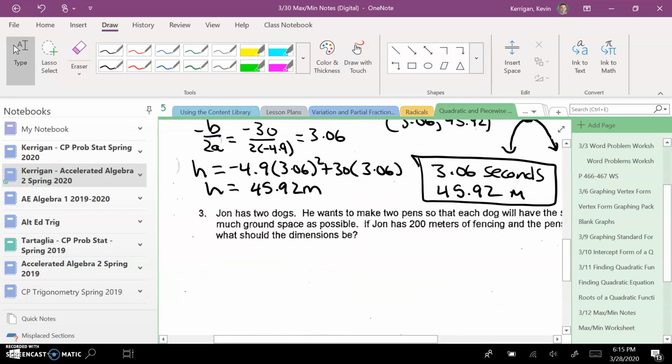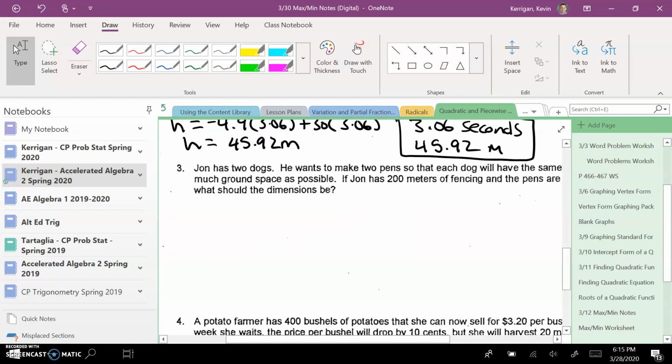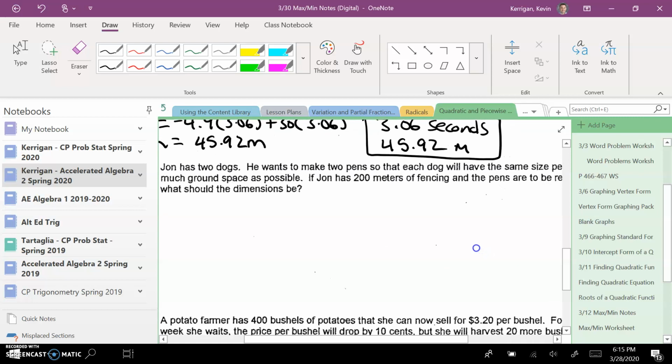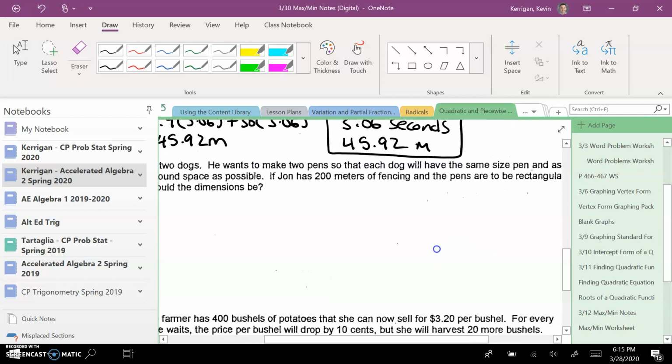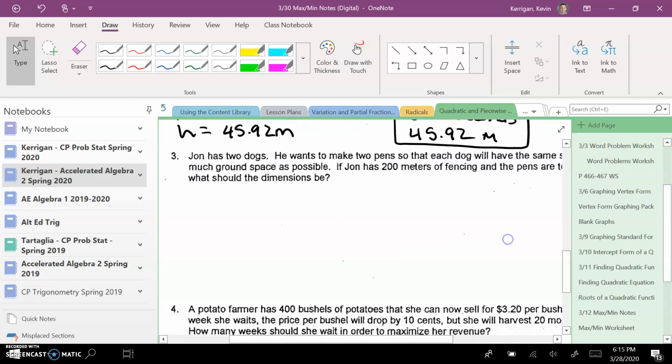Third one. I'm going to try and move here a little faster. We don't have much time. John has 2 dogs. He wants to make 2 pens so that each dog will have the same size pen and as much ground space as possible. If John has 200 meters of fencing and the pens are to be rectangular, what should the dimensions be?